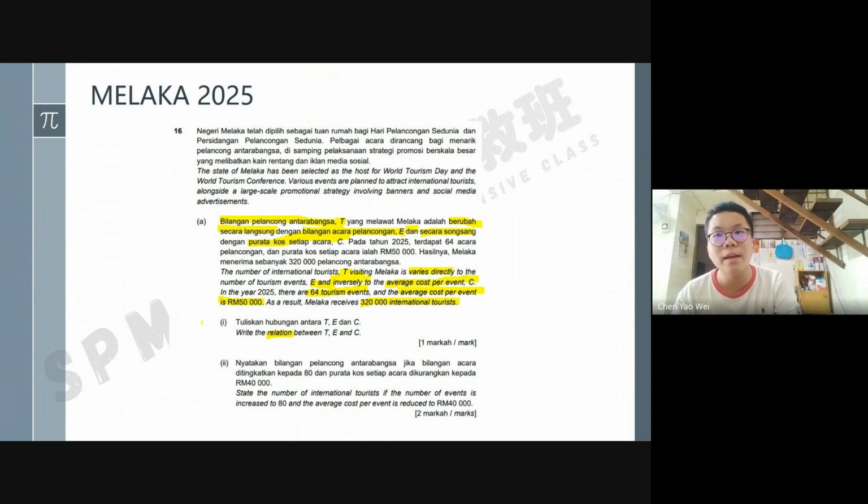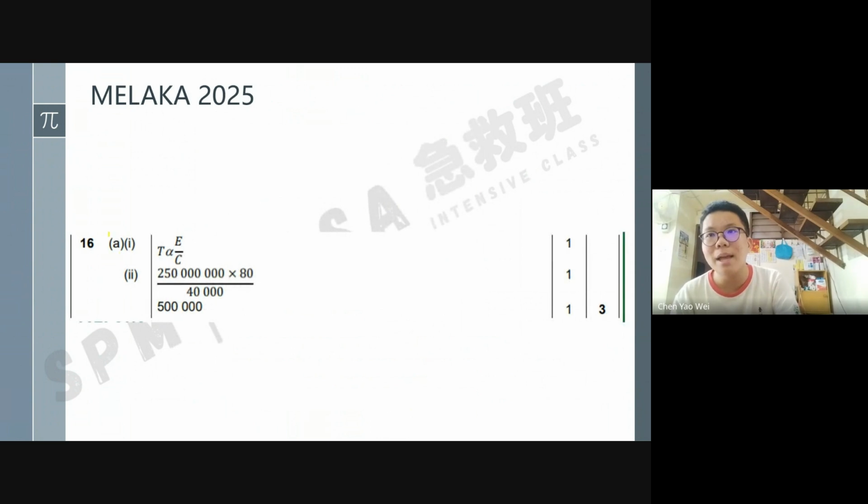And then it asks: if the number of events is increased to 80, and the average cost is reduced to 40,000. Okay? 40,000. Just use it as usual. Increase means the events are now 80, and the cost is reduced, so just put in the values. And remember the constant K, just do it like that and we get the answer. Every step you do, you get marks. Okay? So let us see another question.